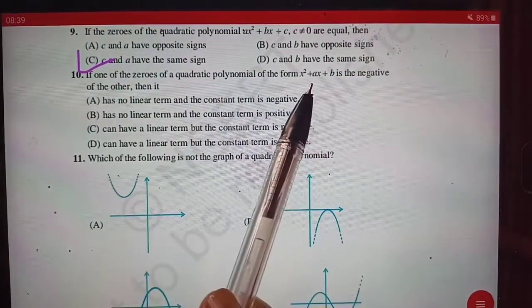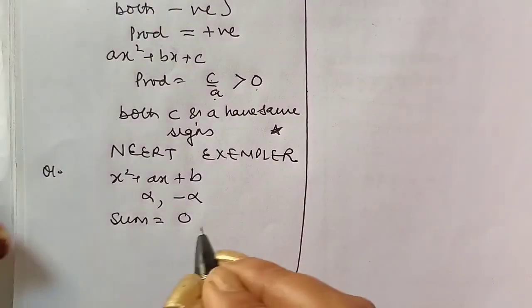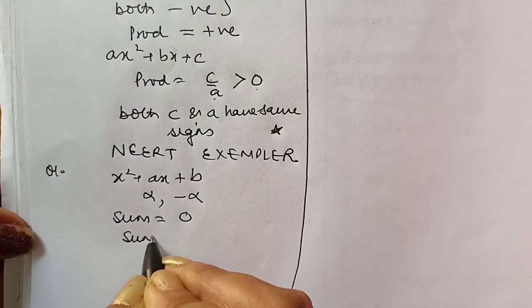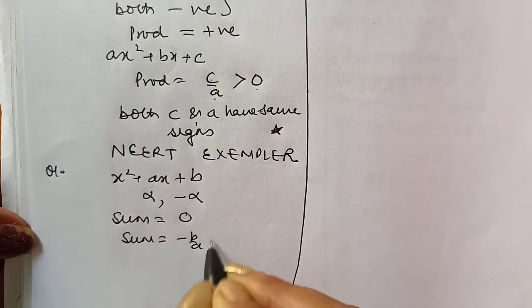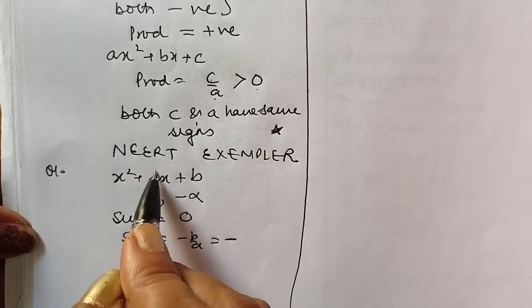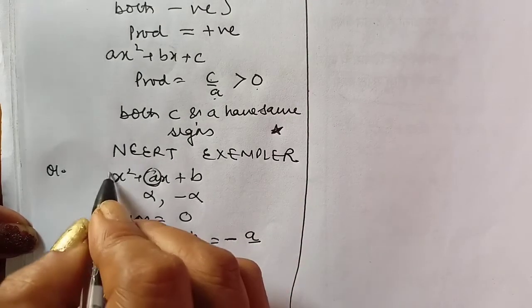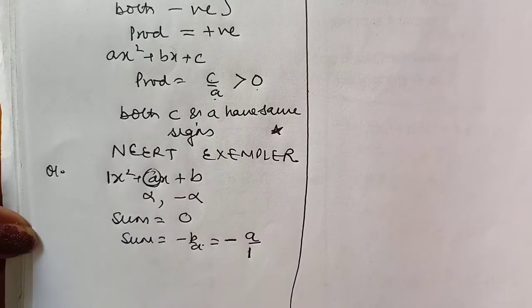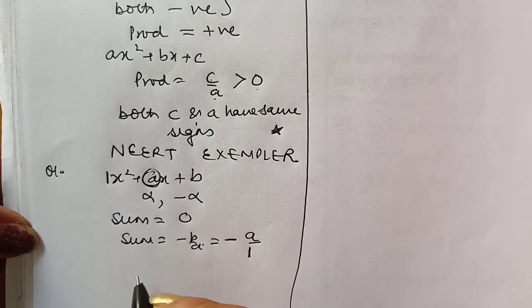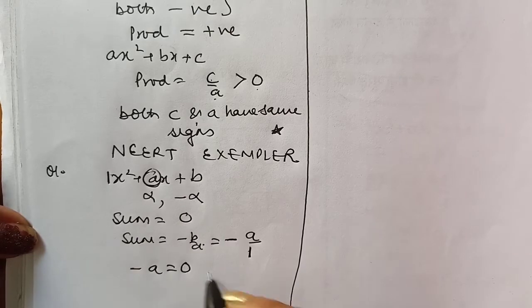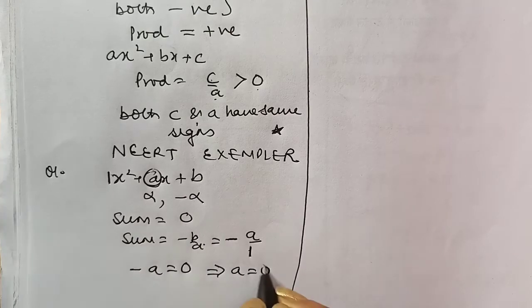Alright, and what is the sum here? The formula for the sum of the zeros is minus b over a, right? What is b here? Here b is actually a, and a is actually 1. So the sum comes out to be minus a, and minus a is 0. This gives me a is 0.